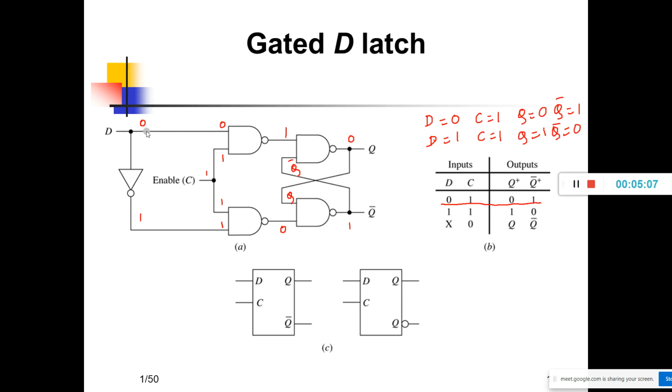So here whenever D is 0, the output Q will be 0. Whenever D is 1, the output Q will be 1. So this is known as a transparent latch.